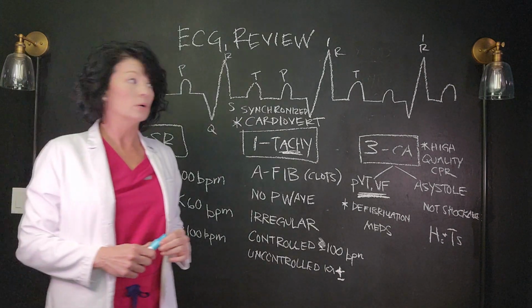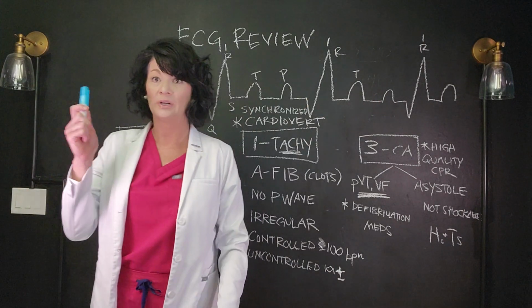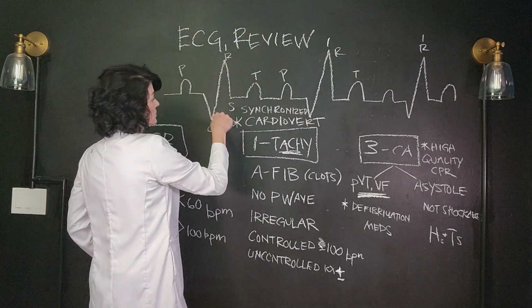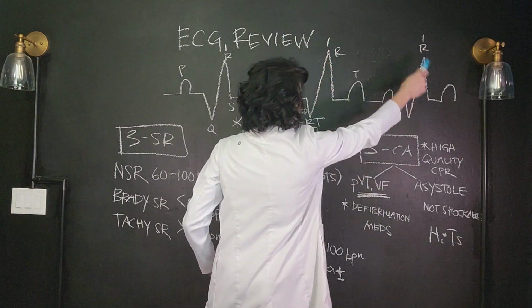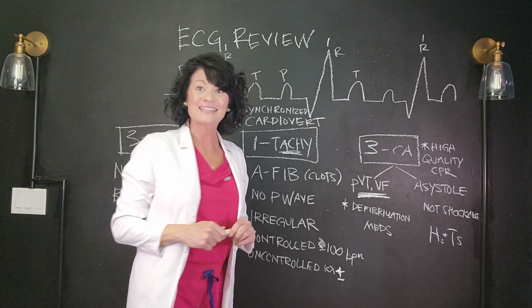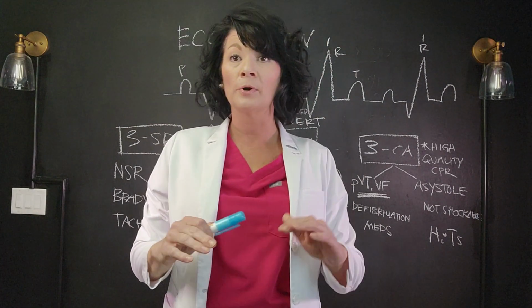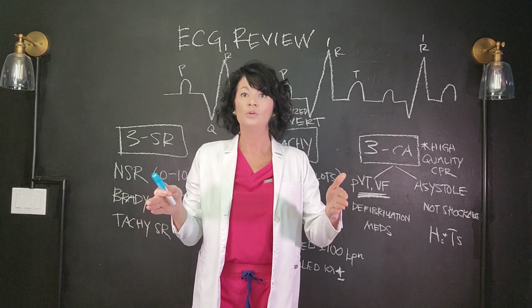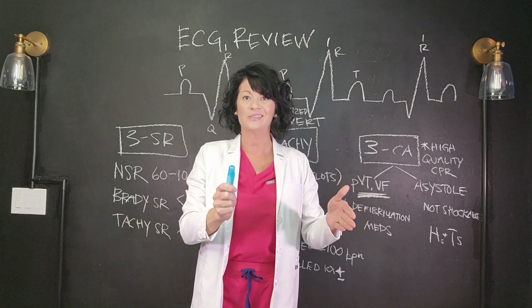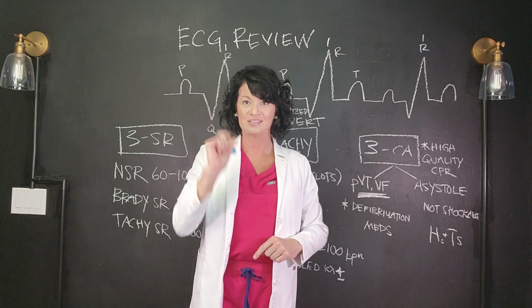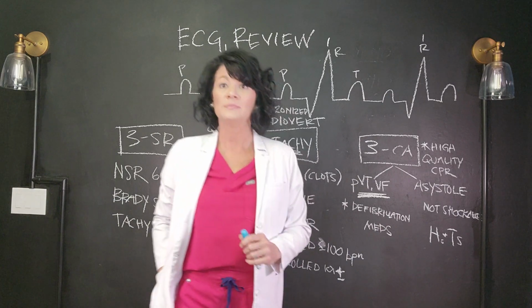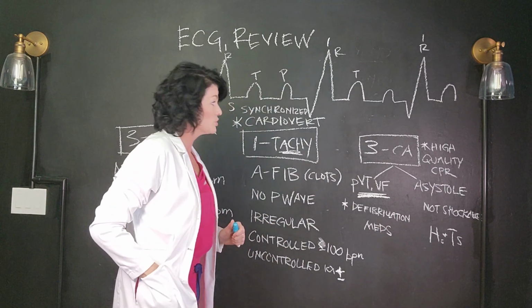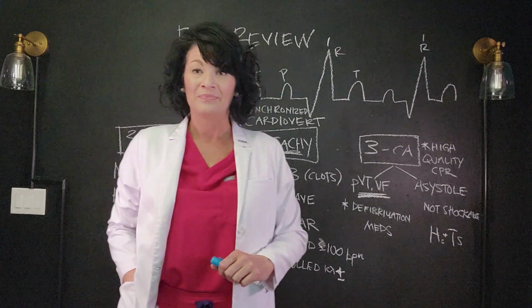And just remember, when you are reading a rhythm strip, you're going to read it left to right. You're going to count your QRS complexes as you're looking at a 6-second rhythm strip. And for our purposes, you would only receive a 6-second rhythm strip. To determine the beats per minute, we're going to take those 6 seconds times 10 to get to 60 seconds, or 1 minute, to calculate exactly what your patient's rate is going to be.